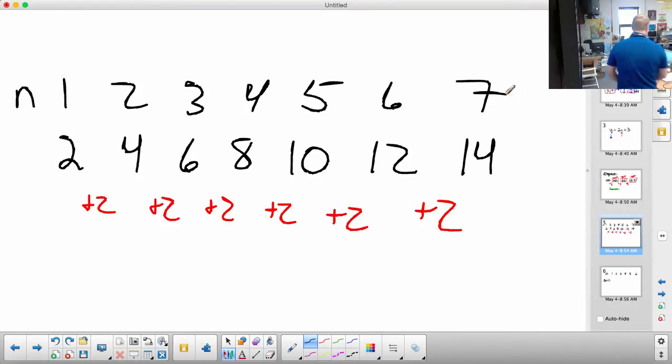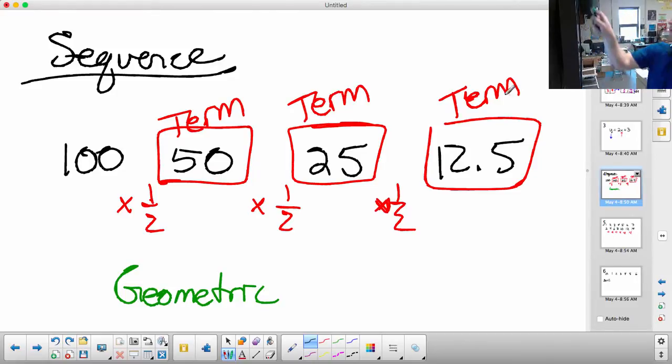Let's go back. I got it. This is the first term, second term, third term, fourth term. Wait for it. So sorry. There it is.